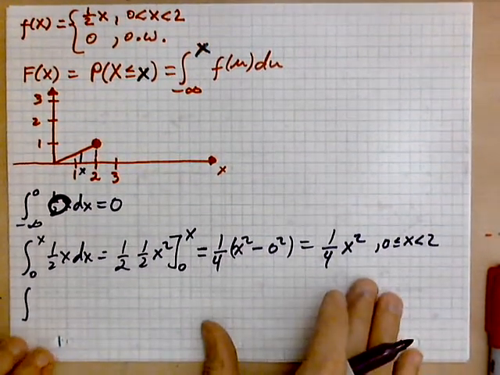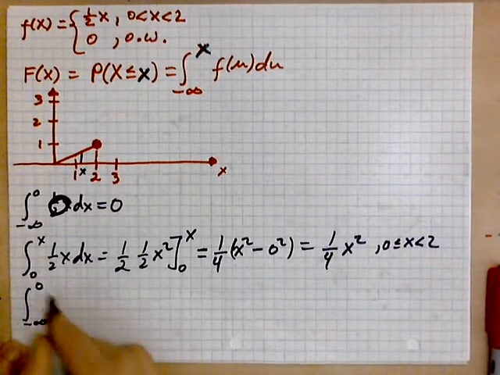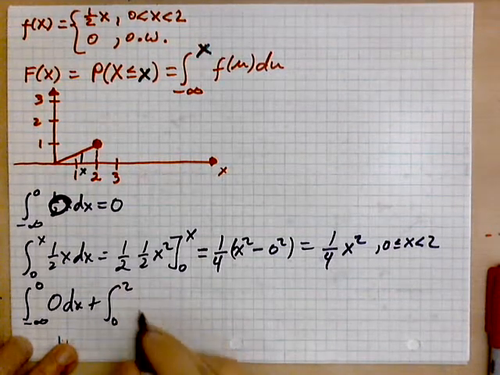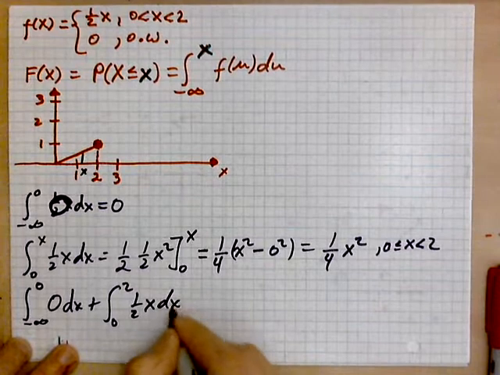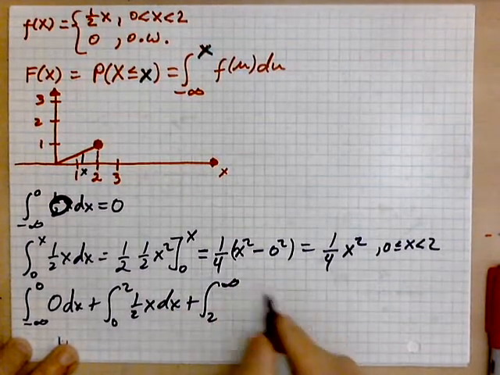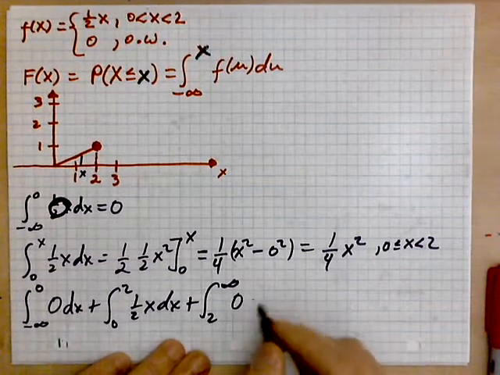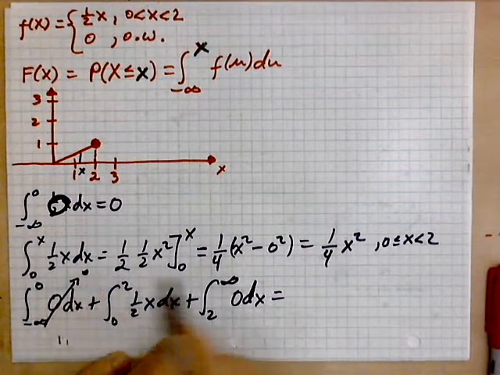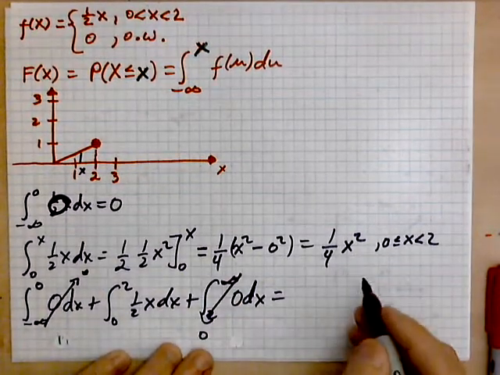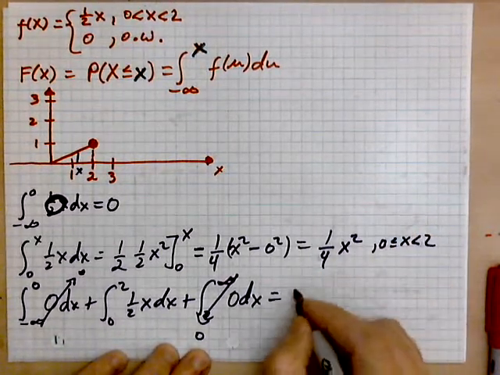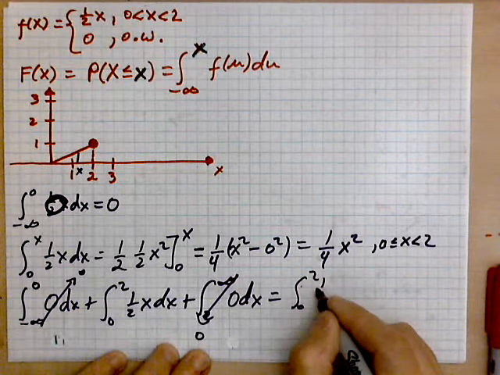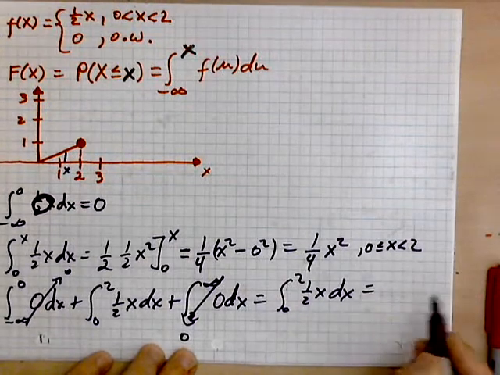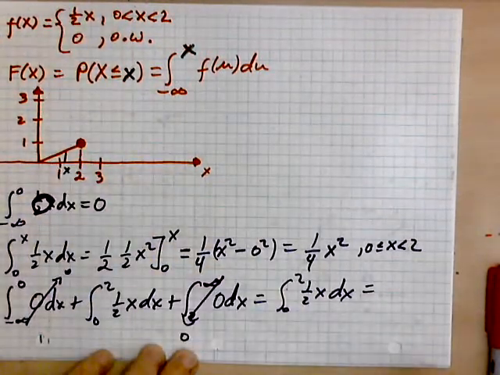integrals. Negative infinity to 0, but that's 0, so that's nothing. Plus 0 to 2, but that's 1/2 of x dx, plus 2 to positive infinity, but that's once again 0. So of these 3 integrals, this one is 0, this one is 0, and all that remains is the integral between 0 and 2 of 1/2 x dx. And you know that because this is a PDF, it's got to be equal to 1.